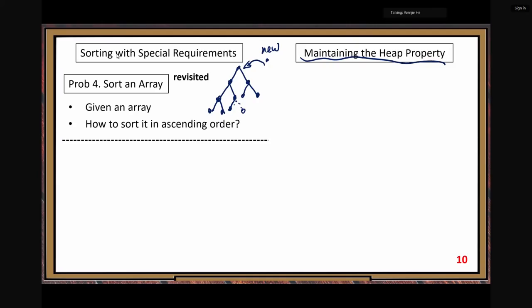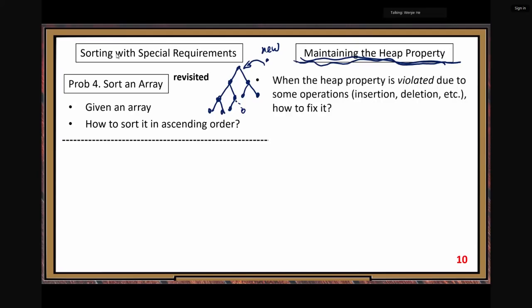You need to fix it, right? So the question is how to fix it, how to recover this max heap. So that's how we talk about maintaining the max heap property. The operation, we need to answer that question first.